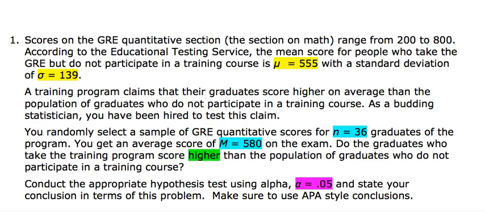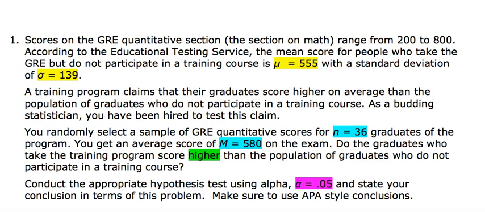So number 1, scores on the GRE quantitative section, the section on math, range from 200 to 800. According to the Educational Testing Service, the mean score for people who take the GRE but do not participate in a training course is population mean mu equal to 555 with a population standard deviation of sigma equal to 139. A training program claims that their graduates score higher on average than the population of graduates who do not participate in a training course. As a budding statistician, you have been hired to test this claim.